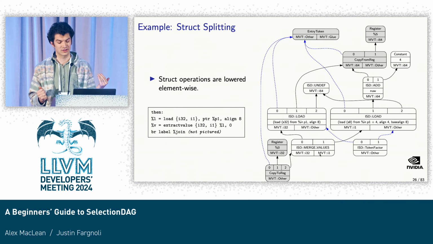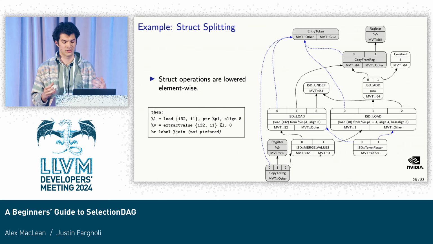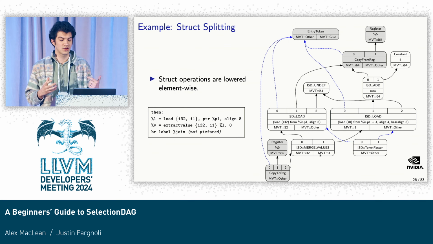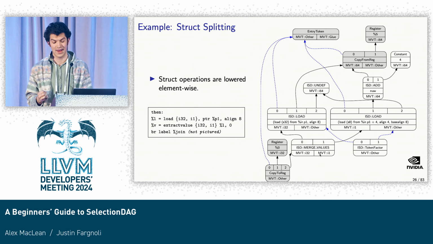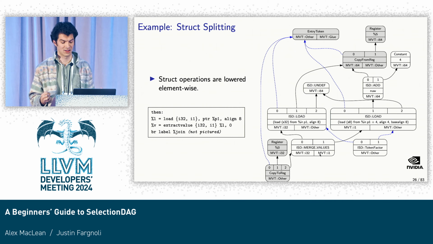So first, a little example with structs. In this block, we're going to load a struct and just extract a value. And as you can see, this has been lowered element-wise. So now there are two loads, one for each element in the struct, and we're offsetting the second load with an ISD add to ensure that it's loading the second element.